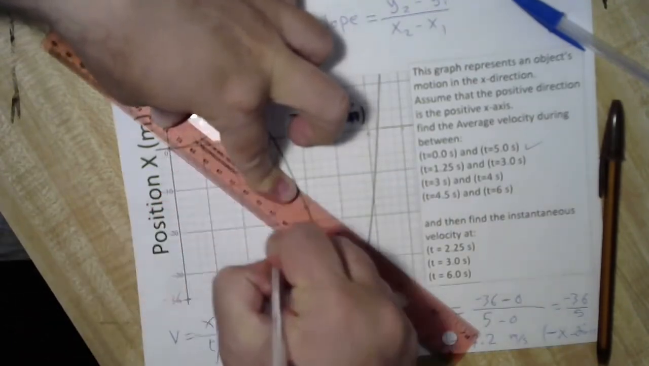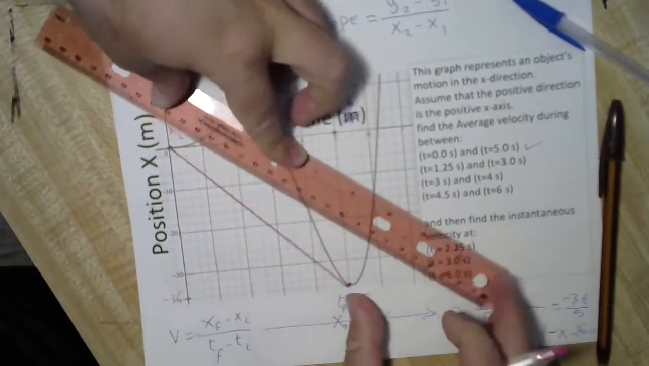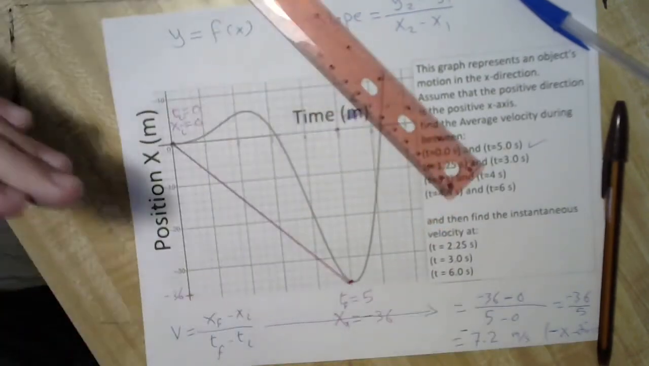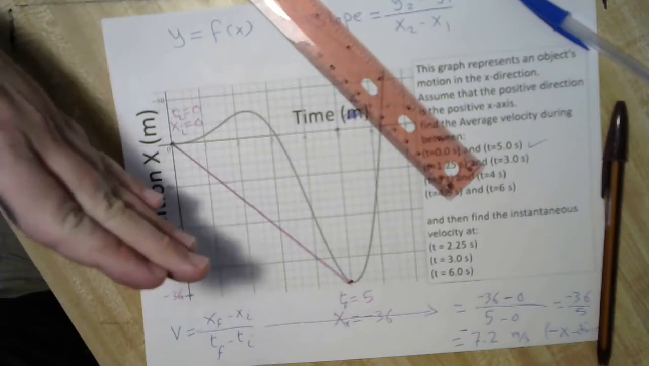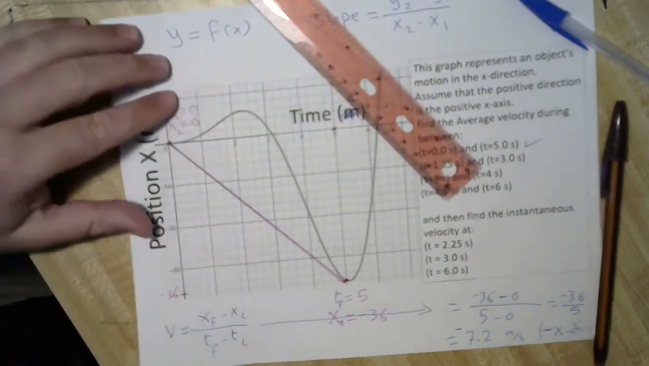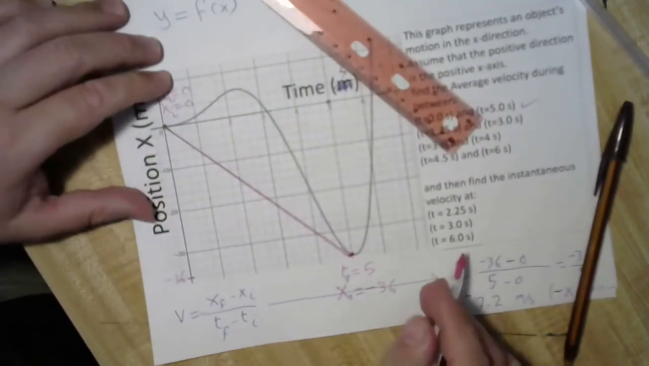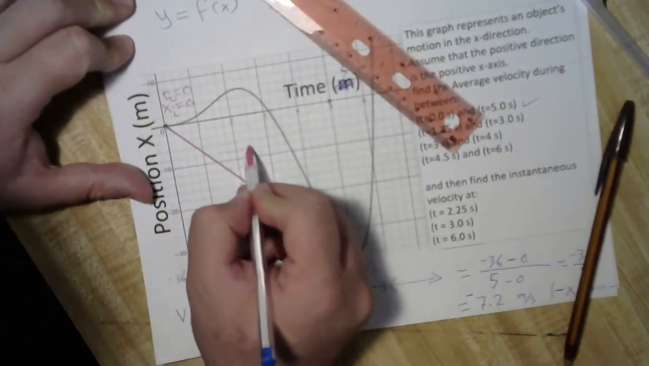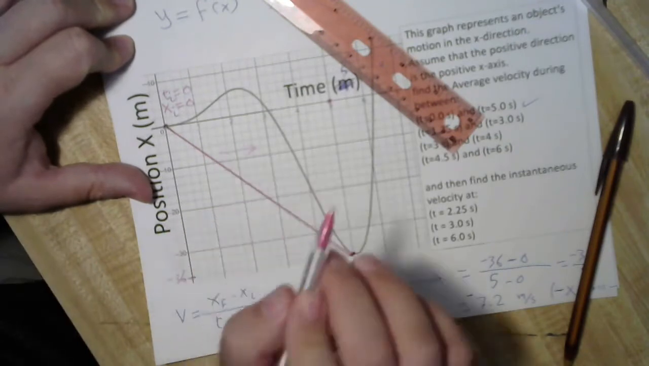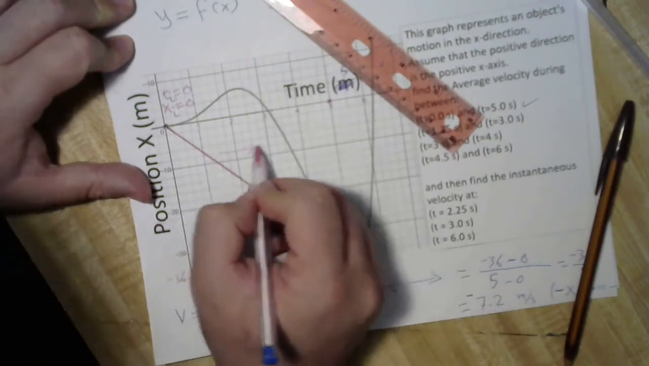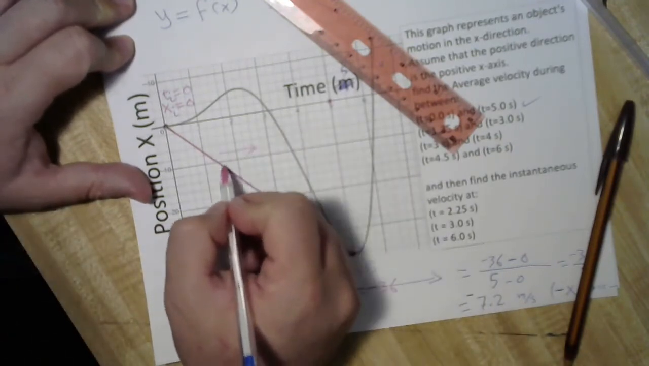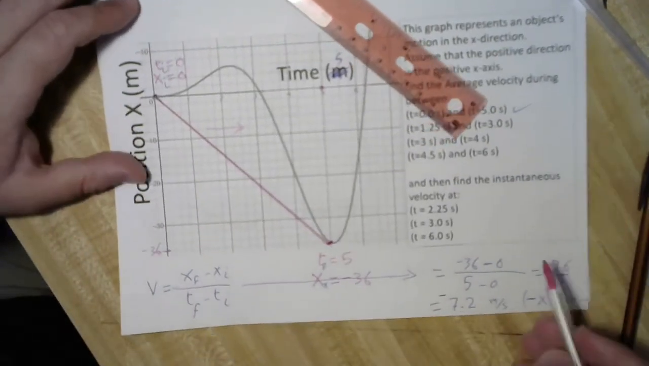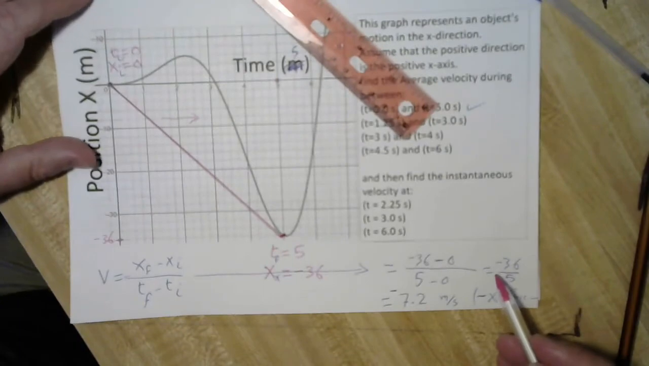I will make it easy to be seen. This line is going down. That means its slope is negative, and that is what I find. Also, how can I know that? If I move to the right in time, or if I move forward in time, then that position is going down. That is the meaning of the negative slope.